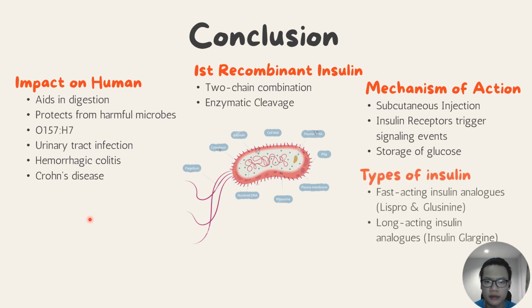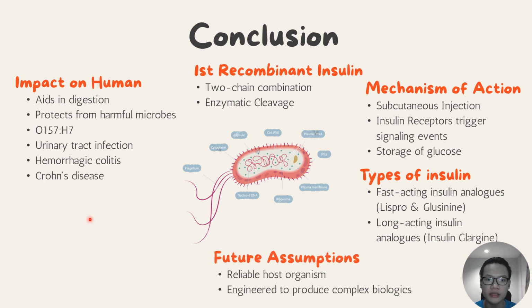With that being said, there are several types of insulin invented for different objectives. Lispro and glulisine were mentioned as examples of fast-acting insulin analogs developed by Eli Lilly and Aventis Pharmaceuticals respectively, whereas another type of insulin analog is the long-acting insulin analogs known as insulin glargine. As of today, with the ongoing research, we mentioned that E. coli has shown great potential in the pharmaceutical industry, and we assume that it will continue to serve as a reliable host organism for pharmaceutical compound production.